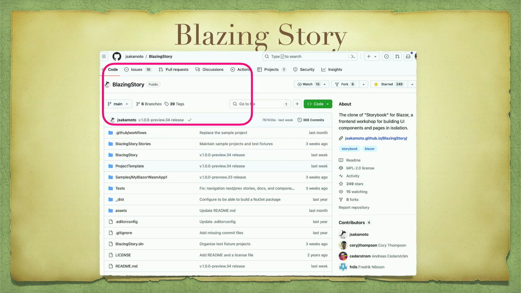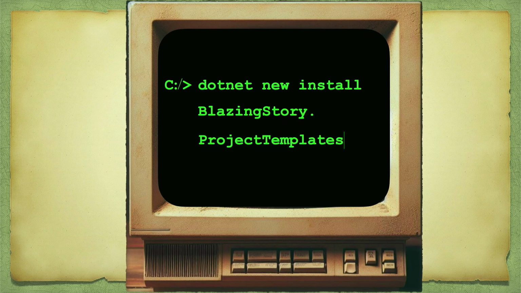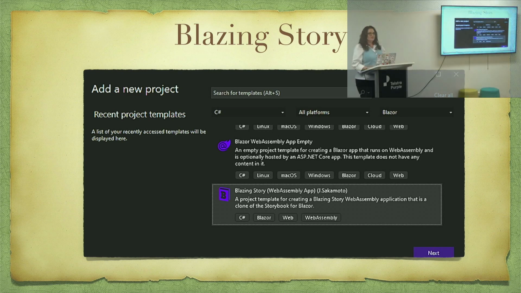So to install this, you can run the CLI command or select it from your NuGet package manager. Once you've installed it, we then have access to the template when you create your new project. So this sounds really cool. This is exciting, right? But let's see this in action.